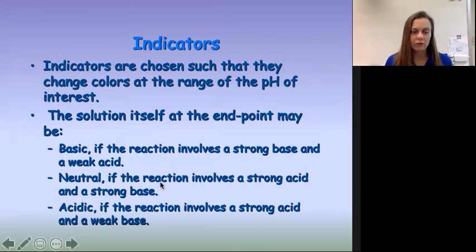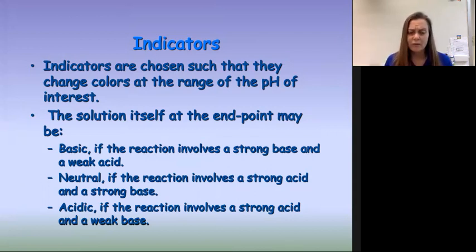We're not going to worry too much about pH at the end point. If we have a strong base and a weak acid, it'll be basic at the end point. If it's strong acid, strong base, it'll be neutral at the end point. And if it's strong acid, weak base, it'll be acidic at the end point. And that has to do with the conjugate acids and conjugate bases that are produced.